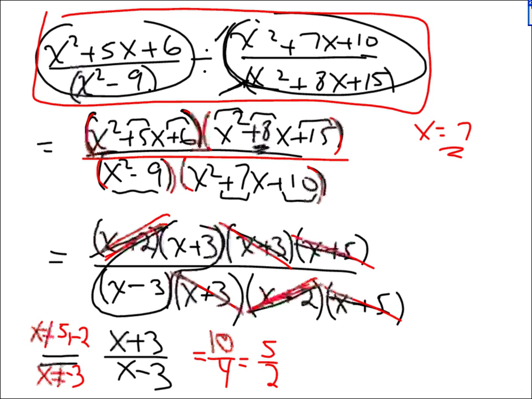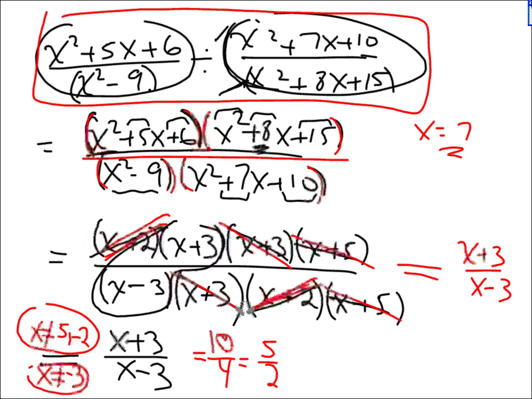And by the way, 7 is not one of these numbers that x is not allowed to be. So again, the final answer is x plus 3 over x minus 3, but x cannot be the numbers 5, negative 2, and, since I ran out of room, I'll say the negative 3 in the bottom. The equal sign is only valid if x is not 5, negative 2, or negative 3.